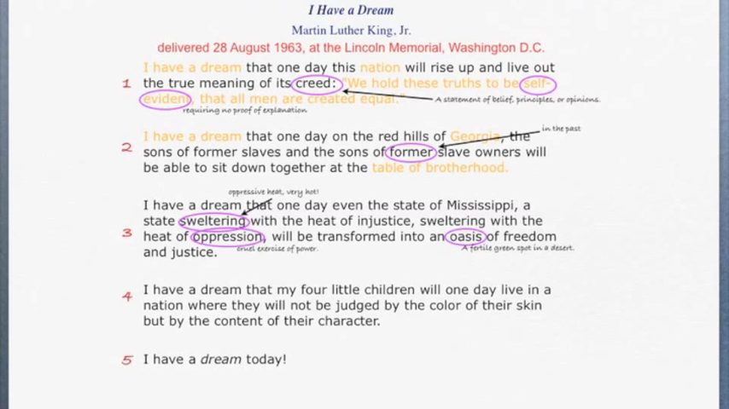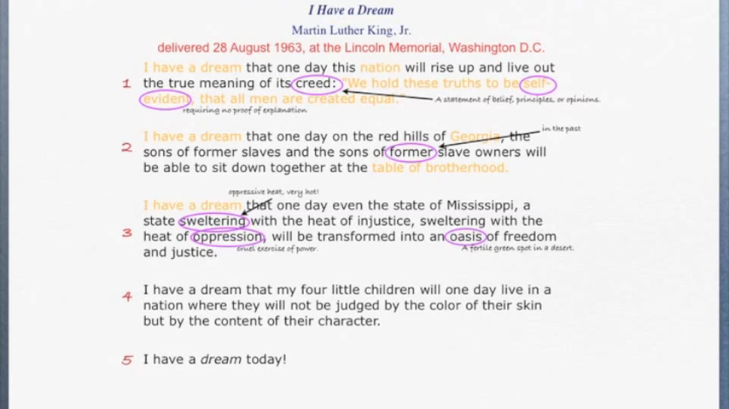And finally, I'm going to highlight Table of Brotherhood. Now I'm going to highlight this because it's a literary device. It's a symbol that Martin Luther King is using for friendship. He doesn't really want everyone to sit down physically at a table together as brothers. He's using the Table of Brotherhood as a symbol for friendship or everyone getting along, camaraderie.